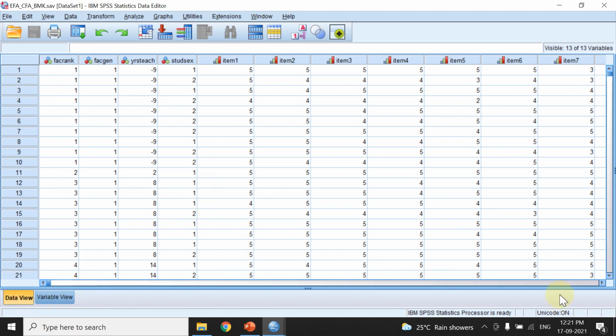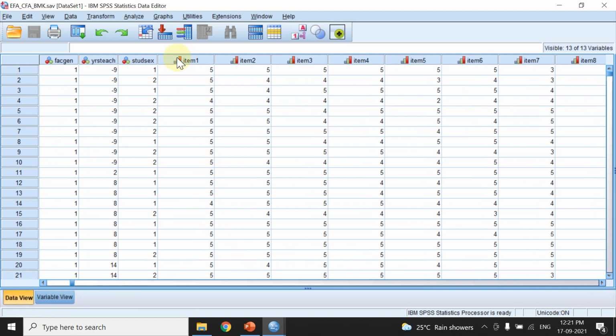The data looks something like this. This is the faculty gender, where we have a code, 1 for male and 2 for female. Then years of teaching, and student sex, that is the gender of the student, where 1 stands for male and 2 stands for female. And then we have the questionnaire or scale items. I'll hover here and you can see item number one: instructor is always well prepared.